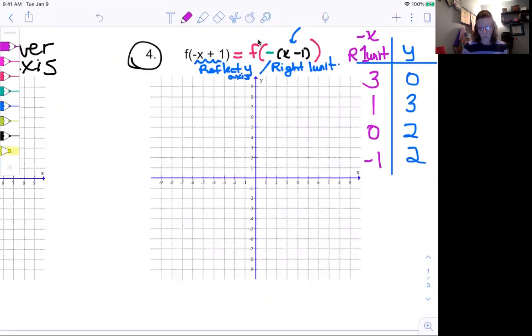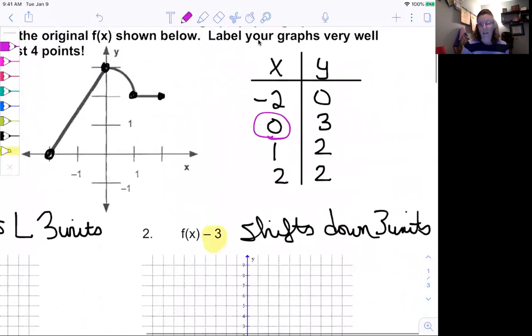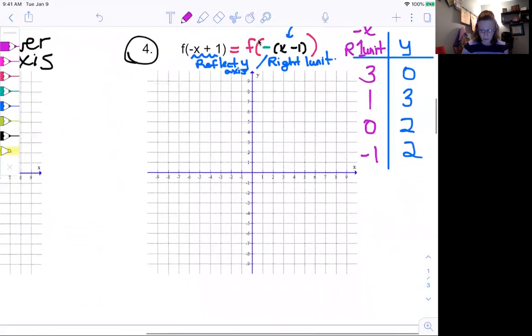So again, I use those original values from the x. I took the -2, I made it positive, and then I added 1. And now I have these 4 new points that I'm going to plot. So the first point is at 3, 0. And then we're over at 1, up 3. We're at 0, 2. And then I'm at -1, 2.